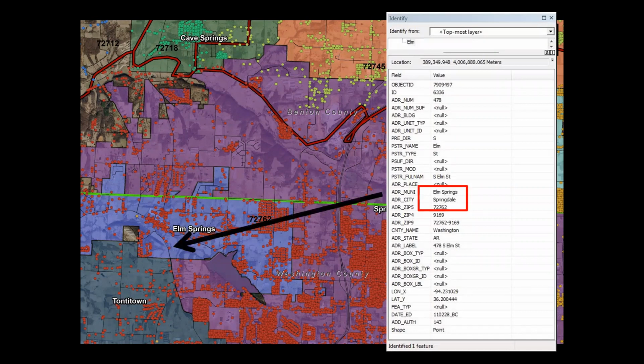Contrast that against the address point indicated here, which is within the incorporated limits of Elm Springs, but still has the Springdale zip code. So now you can maybe start to see why zip code itself maybe isn't the best thing for sales tax assignment, because in this case, both of those addresses, both those dots that were indicated, have the same mailing zip code. And you know, cities like this are extremely serious about making sure that any and all sales tax revenue that should be coming to them actually does indeed come to them.